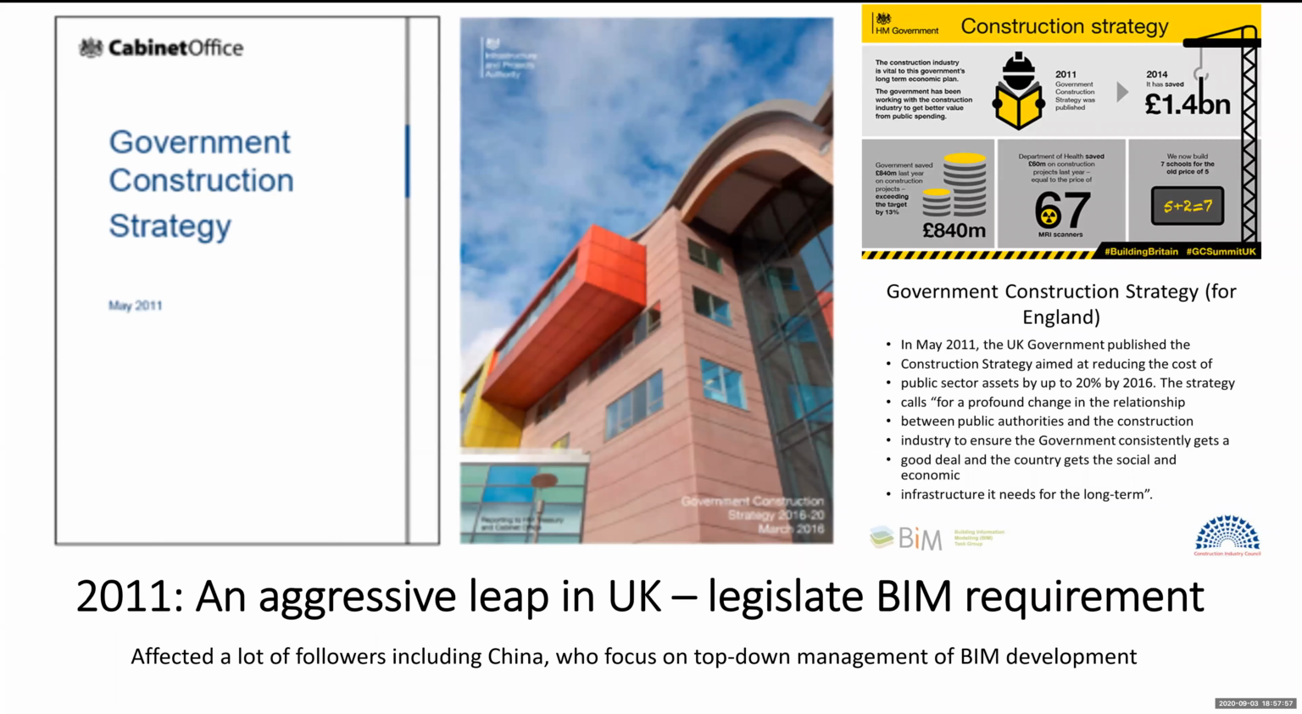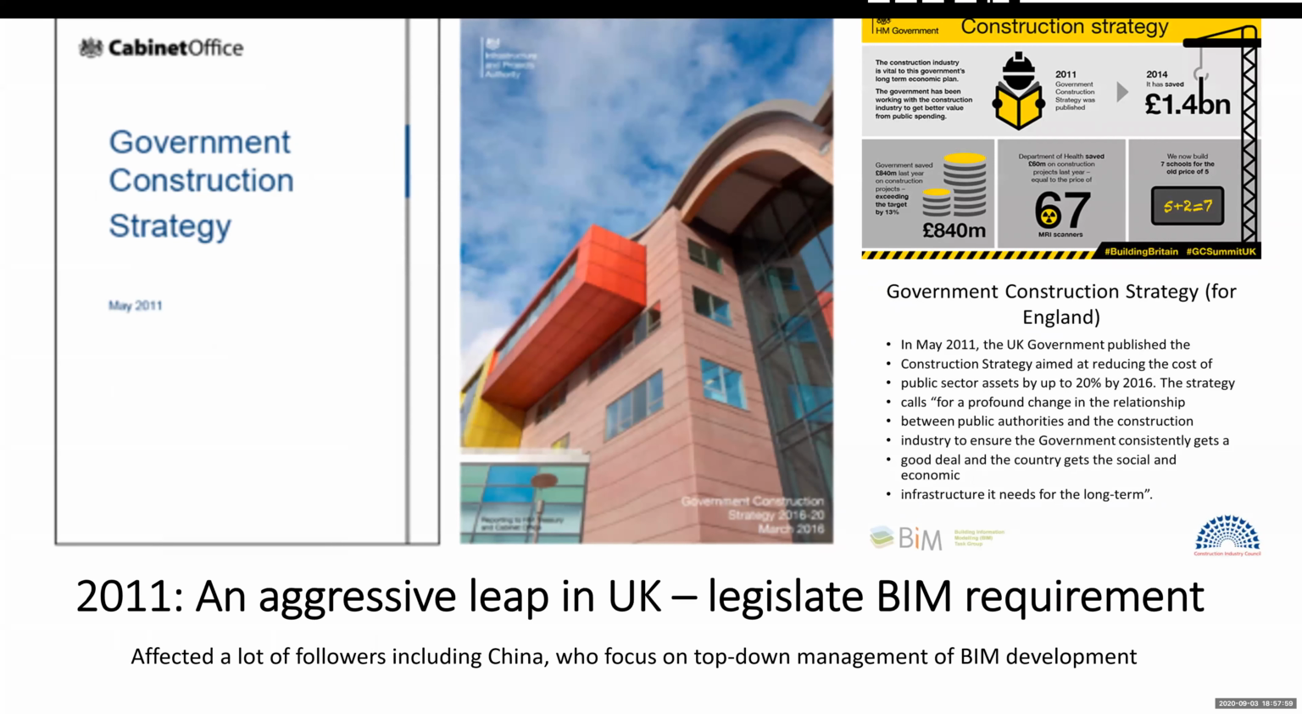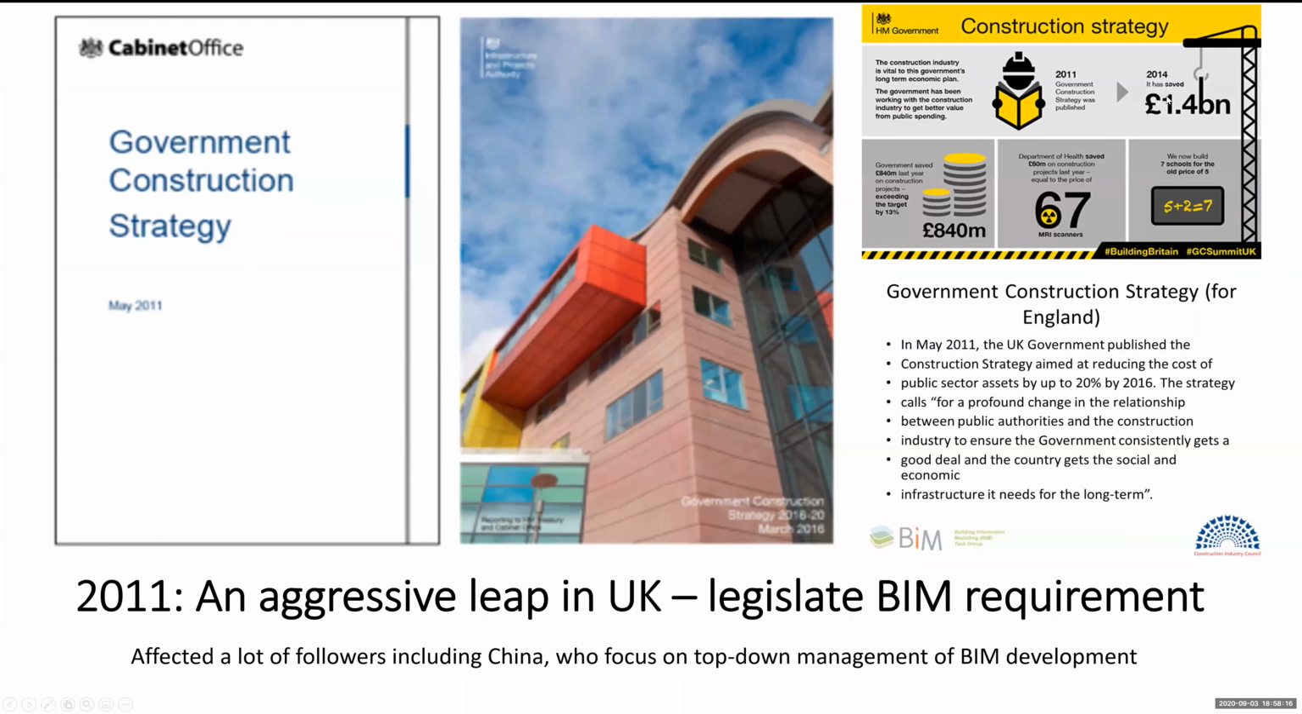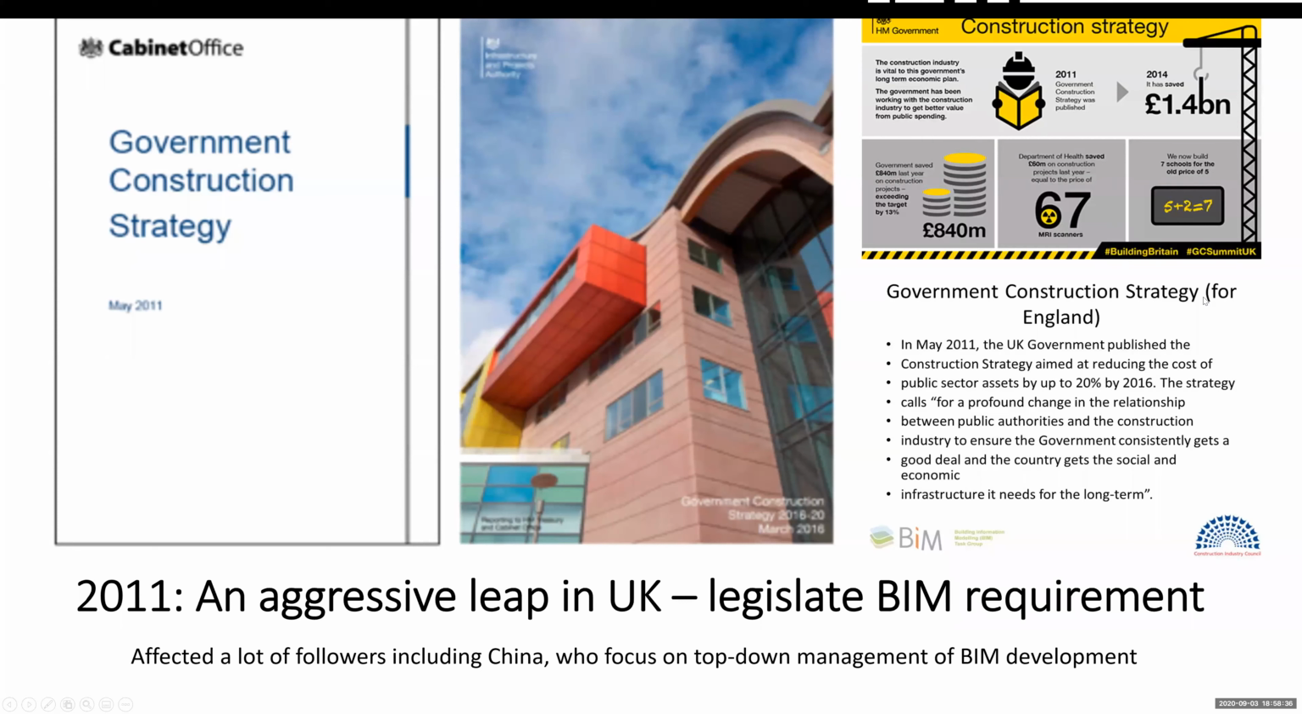And in 2007, the UK took another aggressive leap. They legislated the BIM requirement. They said all companies have to achieve BIM level 2 to receive a contract from the government in 2011. But what happened? Just about 3 years after that, it saved the UK $1.4 billion in construction cost. And this number shows that the cost to build 5 schools in 2011 could build 7 schools in 2014, just after 3 years. They saved that much.